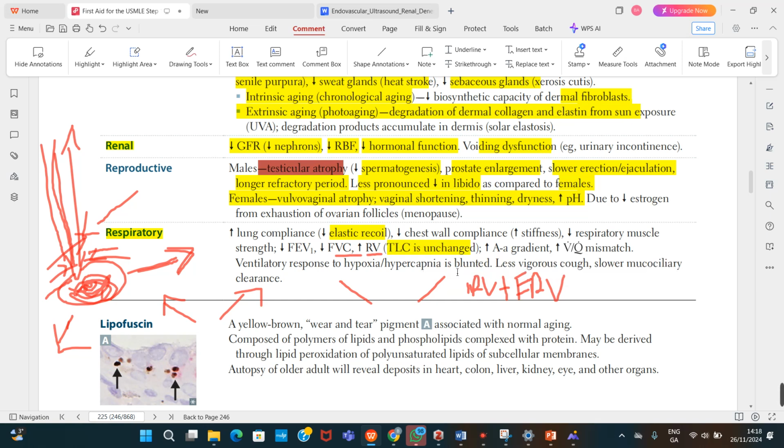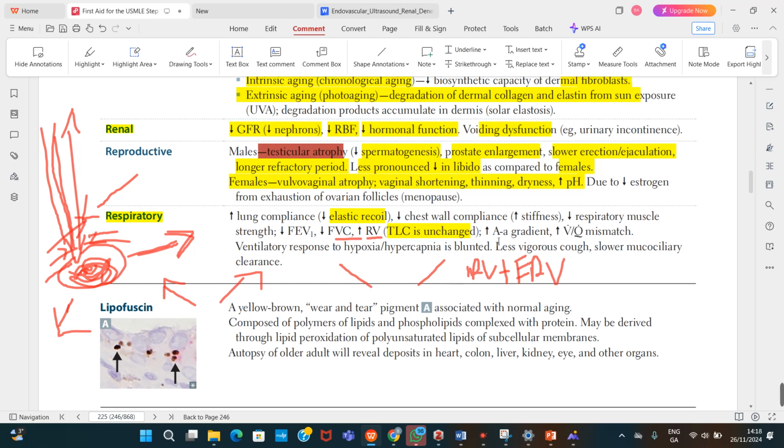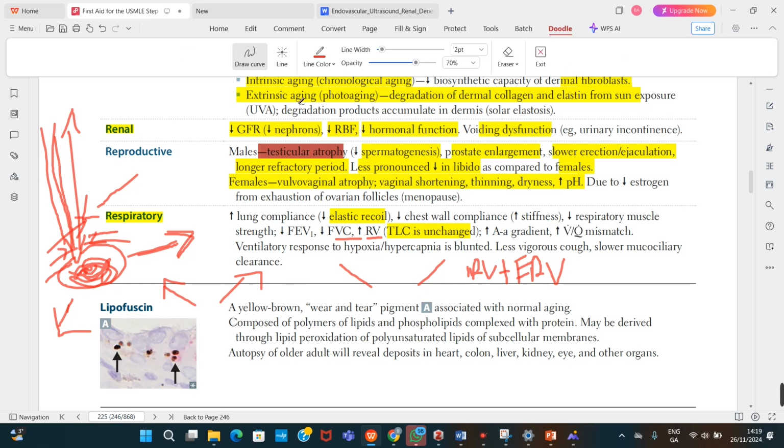This is the arrow question I'm giving us. Let me just quickly do it with an illustration. The vital capacity normally is 4,800, right? The residual volume is 1,200, right? Now, forced vital capacity drops by 800. It will drop to 4,000 due to aging, right?